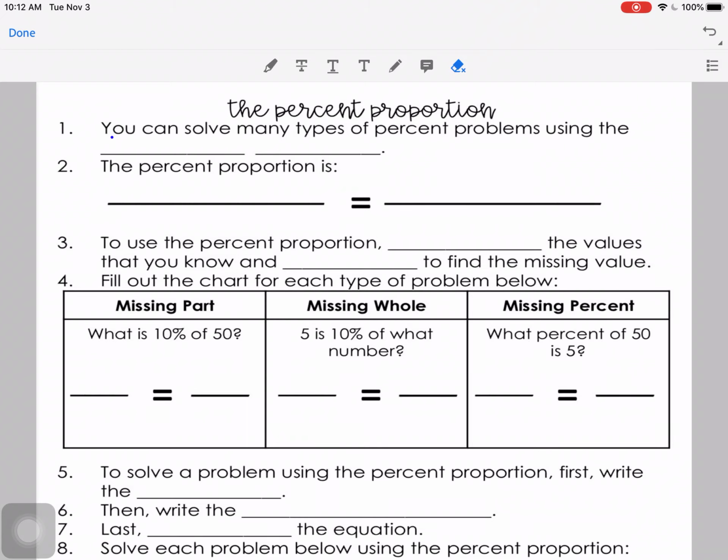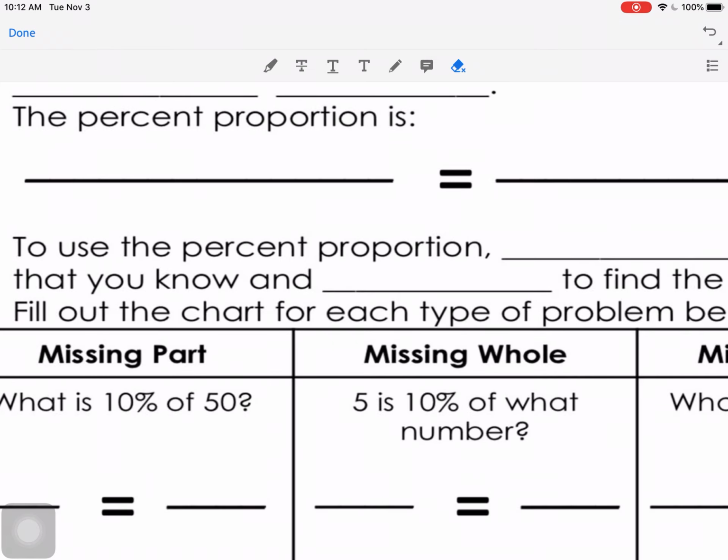For today's lesson, we will discuss the percent proportion. You can solve many types of percent problems using the percent proportion.